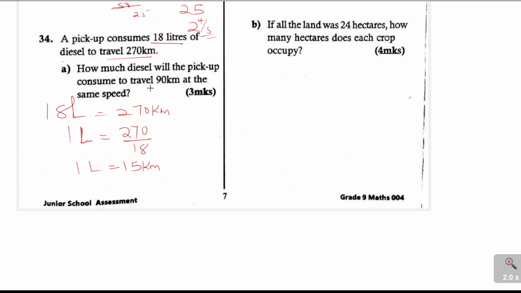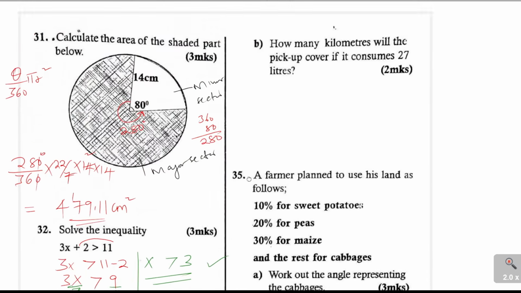So now the question is, how much diesel will it consume in 90 kilometers? If 1 liter goes for 15 kilometers, what about 90 kilometers? So you simply cross multiply, 90 times 1 divided by 15. So this will be 90 divided by 15, and this will be 6 liters.